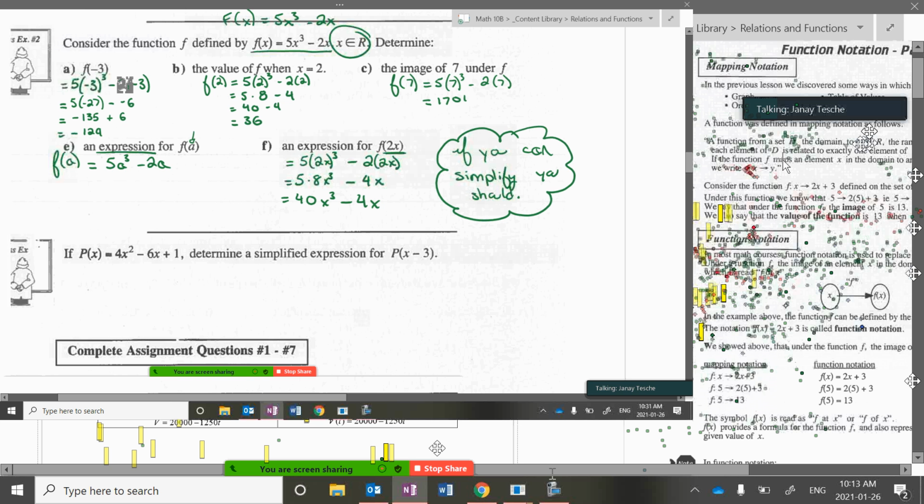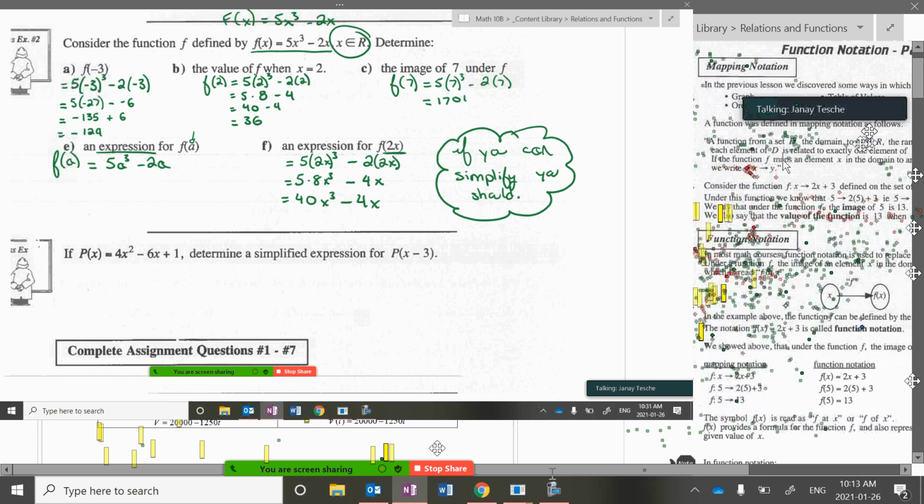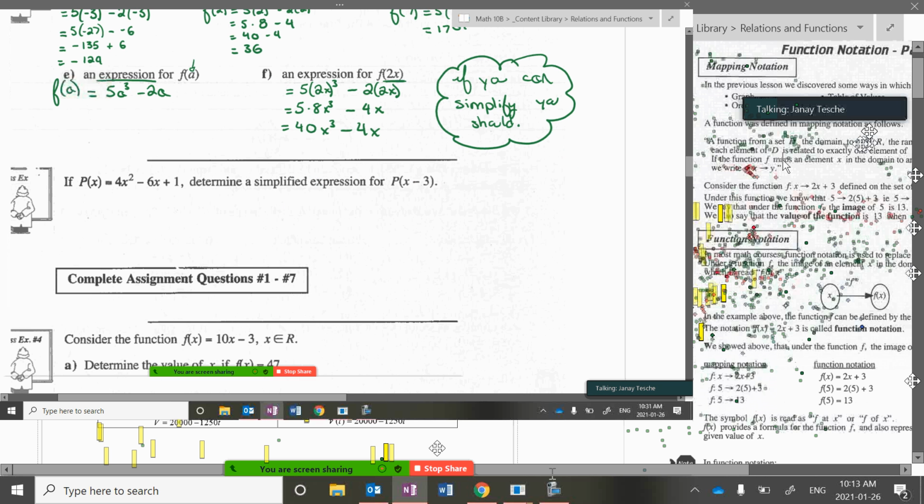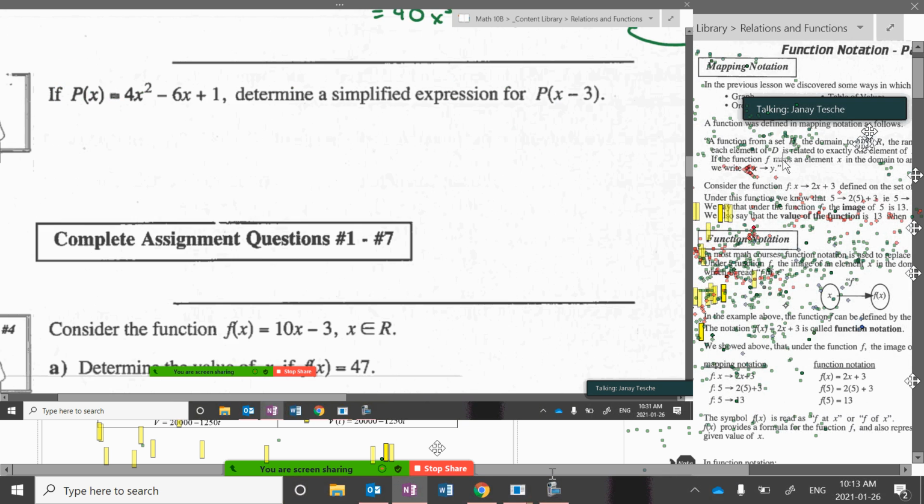So in this unit, we're going to pull in our first unit from the year, multiplying polynomials. So looking at this next example, we have this equation. Notice they said P of X this time, just to switch it up. Means the same thing. Determine a simplified expression when it's X minus 3. So instead of writing X, I write X minus 3. And then we have a lot more cleaning up to do here.